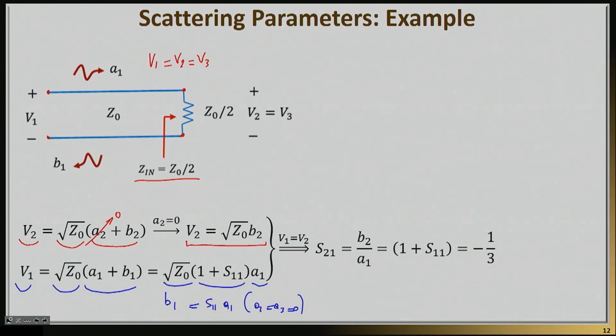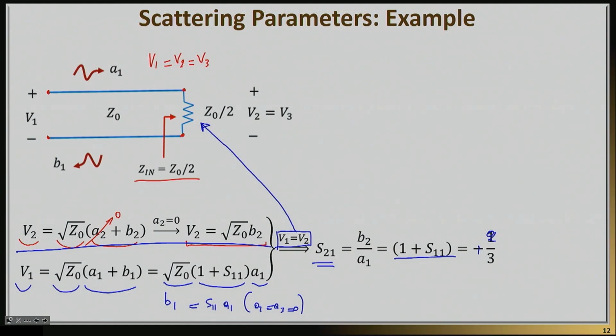So now if I divide these two equations, I will basically be able to get the very simple result that S21 will be equal to B2 divided by A1 times V2 by V1. Now that's where I need this equation. Because V1 is equal to V2, and that is something that happens only for this network, I can basically write that S21 will be equal to 1 plus S11. And since I have found out that S11 is equal to negative 1/3, this will be actually 2/3.